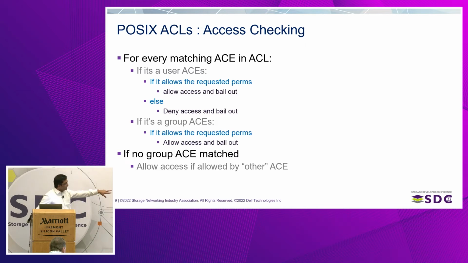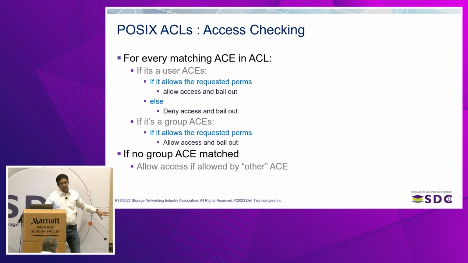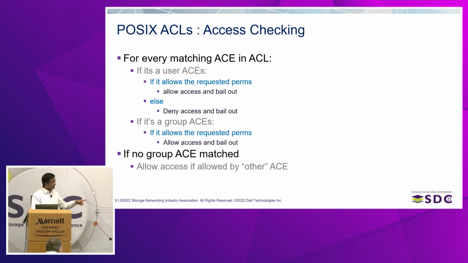The second bullet here is actually the other ACE matching thing, which we looked at in mode bits. So if no group or no user is matched, then only in that case do you look at other ACEs. And if the other ACE gives you the access to do what you want to do, then permission is granted.